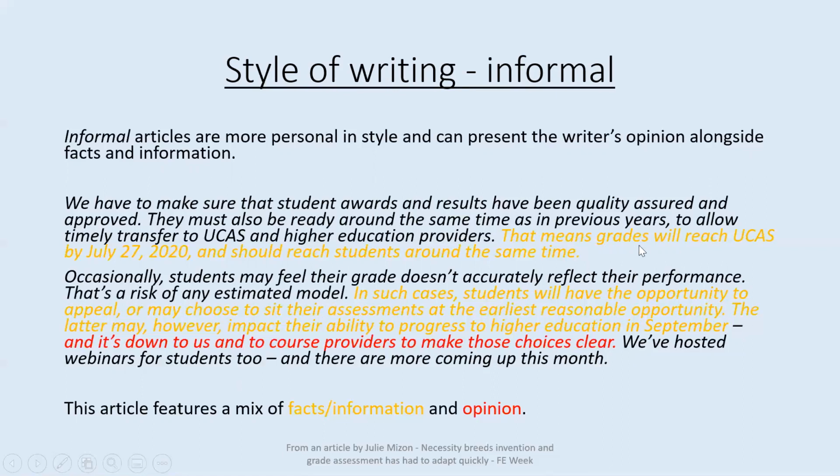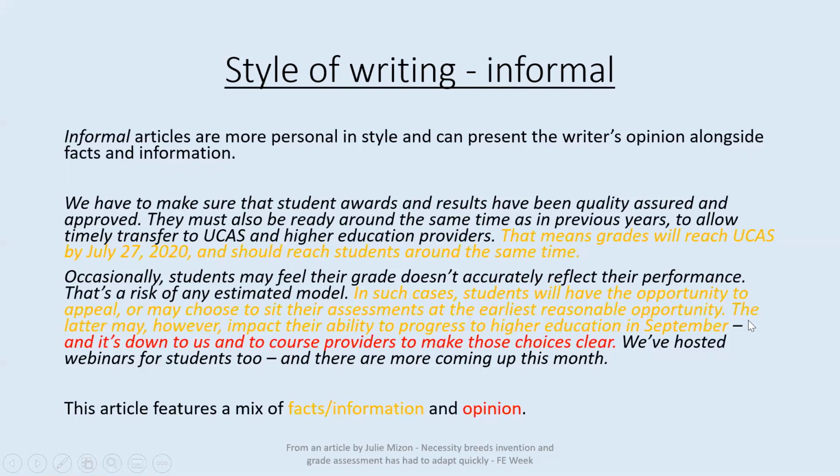I've highlighted in yellow some examples of where the article uses facts and information, and then in red I've written down an example of where the author has included their own opinion. So we have facts and information such as, that means grades will reach UCAS by July 27, 2020 and should reach students around the same time.